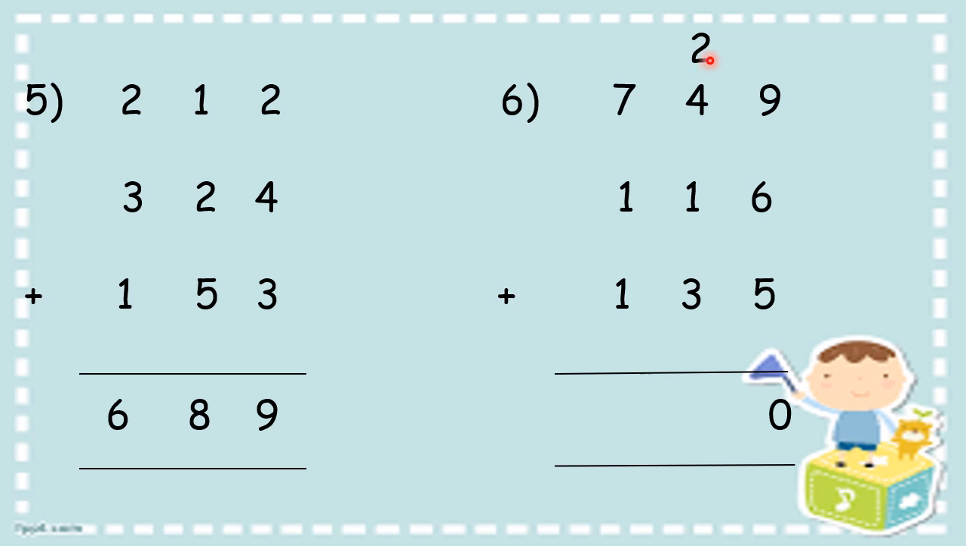So 2 plus 4 is 6. 6 plus 1 equal to 7. 7 plus 3 is, it is 10. So in 10, 0 has to be written here and 1 has to be carried over to hundreds place. So 7 plus 1 is equal to 8. 8 plus 1, 9. 9 plus 1, 10. 10 we have to write here. So the answer is 1000.